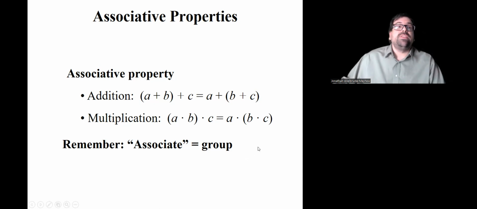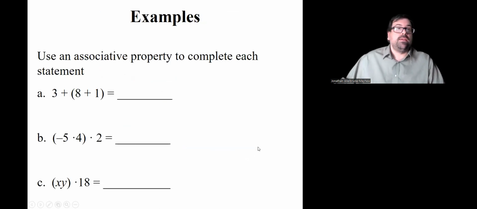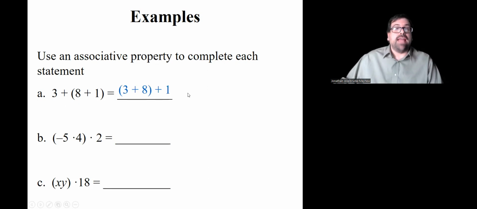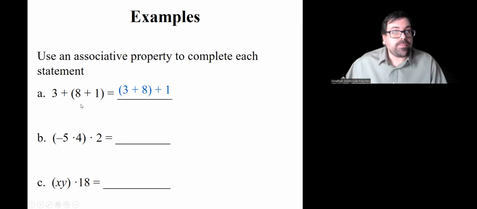So some examples of the associative property. Let's use an associative property to complete each of these statements. Here we're adding 3 plus 8 plus 1, and the grouping is around the 8 plus 1. The associative property tells us we can move these parentheses over to this group and group the 3 plus 8 first, and then add the 1 on last. We'll get the same answer either way.